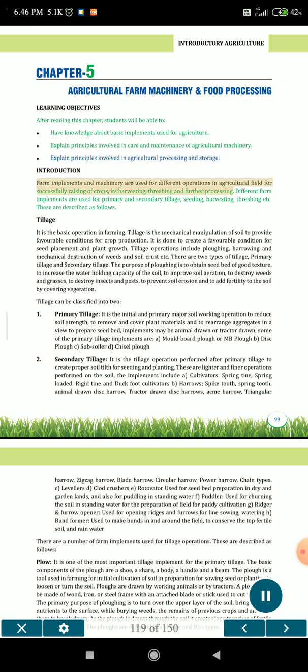Introduction. Farm implements and machinery are used for different operations in the agricultural field for successfully raising crops, their harvesting, threshing and further processing. Different farm implements are used for primary and secondary tillage, seeding, harvesting, threshing etc. These are described as follows.